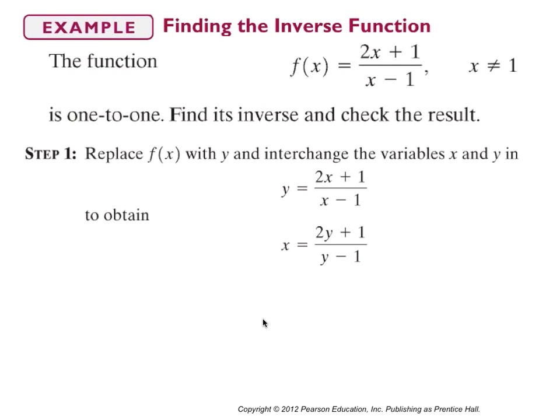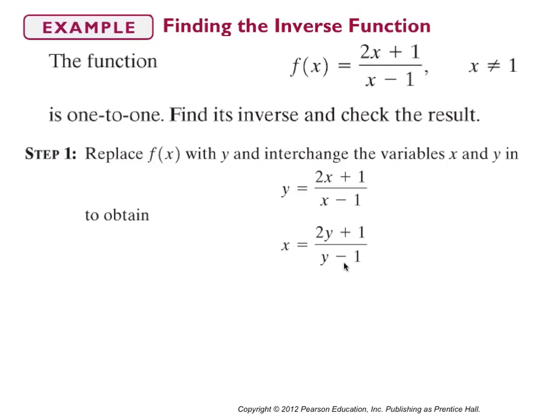In order to do that, the first thing we do is, instead of writing it with f of x, we just write it with a y. So we have y equals 2x plus 1 over x minus 1. And then we interchange our variables x and y. So we replace y with x and x with y. So we get x equals 2y plus 1 over y minus 1. And then we would like to solve for y.